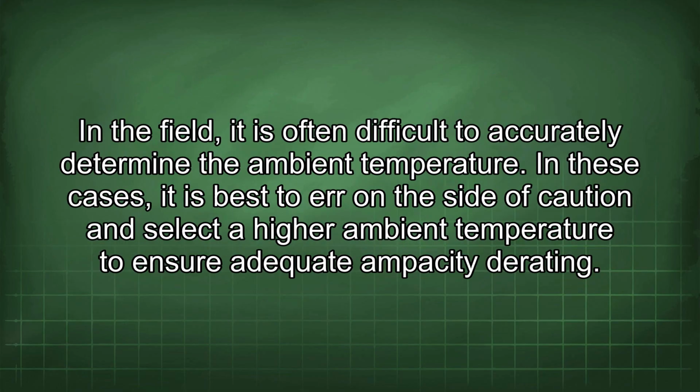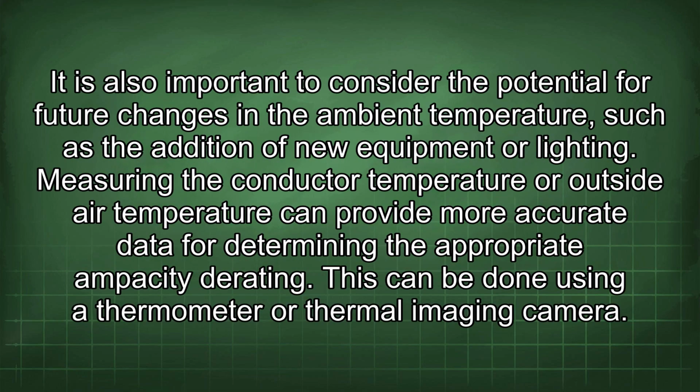And fourthly, the location of the conductors, as conductors in enclosed spaces or underground may experience higher ambient temperatures. In the field, it is often difficult to accurately determine the ambient temperature. In these cases, it is best to err on the side of caution and select a higher ambient temperature to ensure adequate ampacity derating. It is also important to consider the potential for future changes in the ambient temperature, such as the addition of new equipment or lighting.